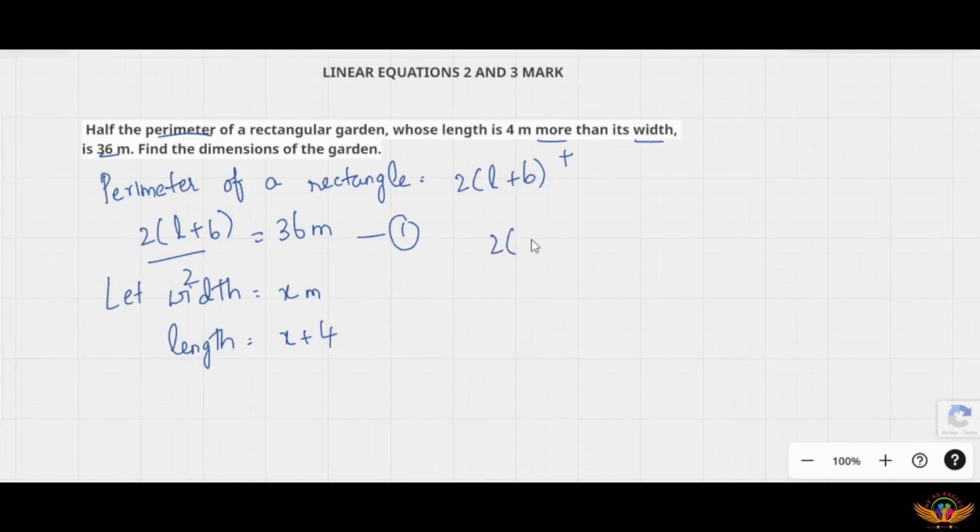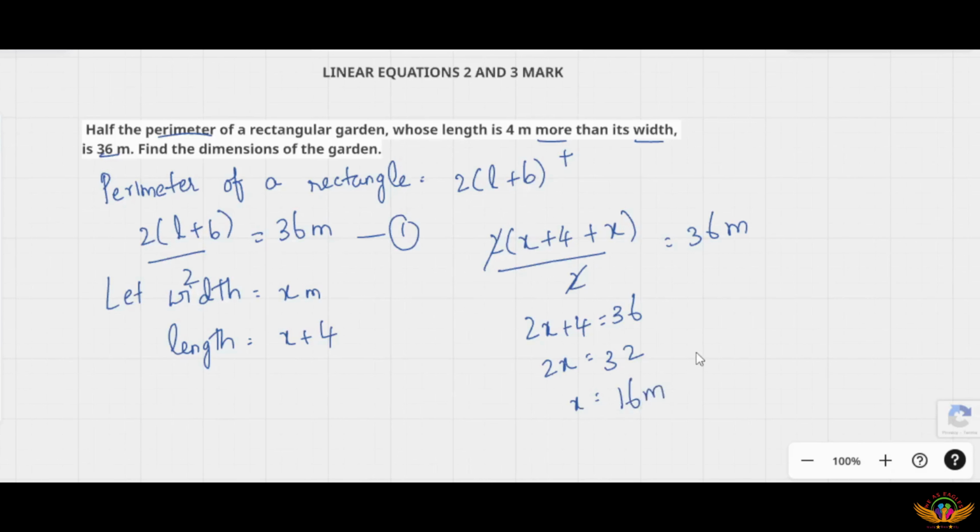So 2 into what is length? x plus 4 plus width is x. Okay. Divided by 2 is equal to 36 meters. 2 cancels. So x plus x is 2x plus 4 is equal to 36. 2x is equal to 36 minus 4, that is 32. x equal to, 2 ones are 2, 2 sixes are 12. So x is how much? x is equal to 16 meters.